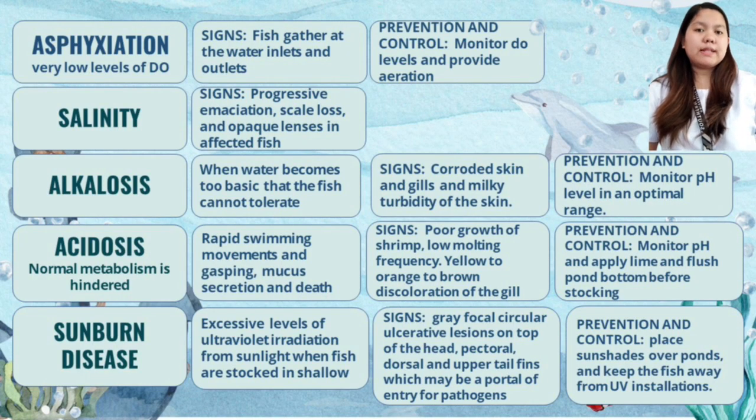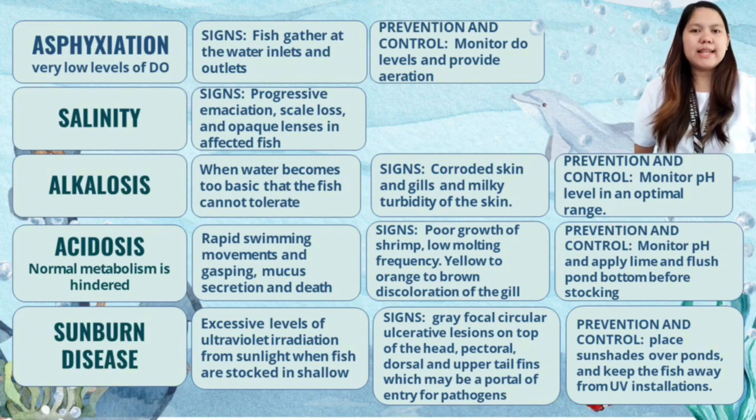So next we have asphyxiation or hypoxia. What causes this are very low levels of DO or dissolved oxygen. Clinical signs show that affected fishes gather at the water inlets and outlets, and those fishes that have wide gaping mouths swim at the surface of the water and show rapid opercular movement. For the prevention and control associated with this disease, we need to always monitor the DO levels and provide aeration.